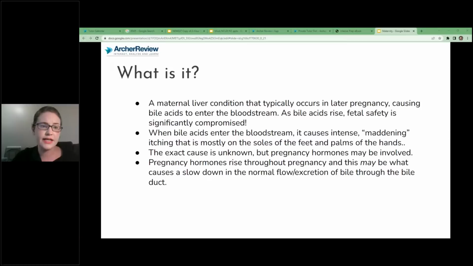When bile acids enter the bloodstream for the mother, it causes maddening, horrible itching. We're talking about the worst itching you've ever felt in your life, especially itching on the palms of the hands and soles of the feet. If you remember back from before, I talked about PUPS. That's a more common condition that's very benign. The itching with PUPS starts in the abdomen around those stretch marks. Cholestasis, palms of the hands, soles of the feet. That's when you've got to worry.